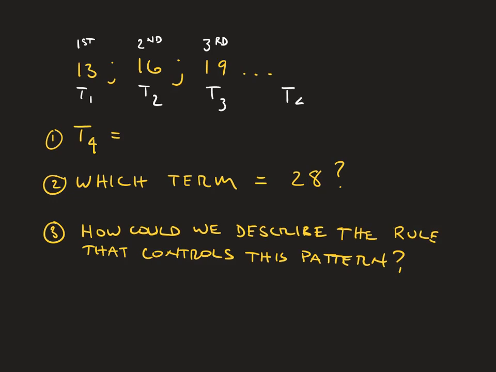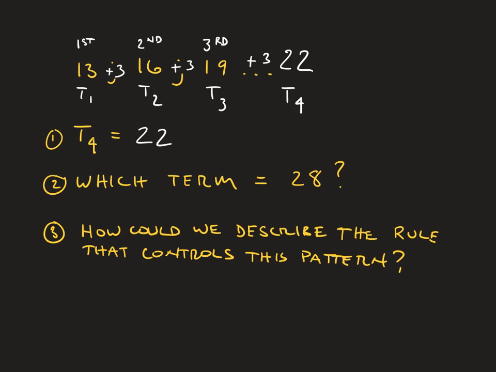So to find T4, which is really obvious, and I've given you an easier example to start with, we just have to find the next number in the sequence. If we look carefully here, each and every time we're adding 3 to get to where we're going. So we're going to add another 3, and the value of T4 is going to be 22.